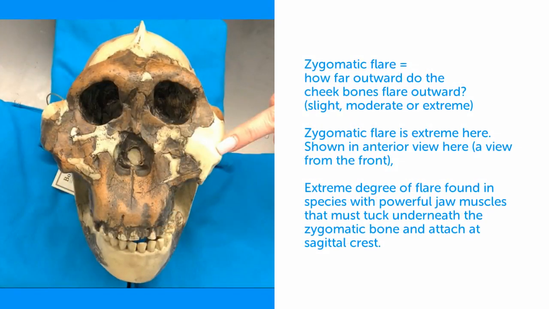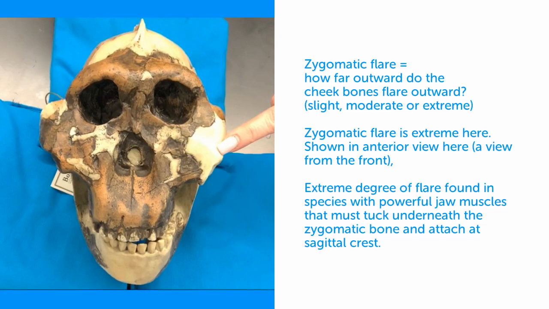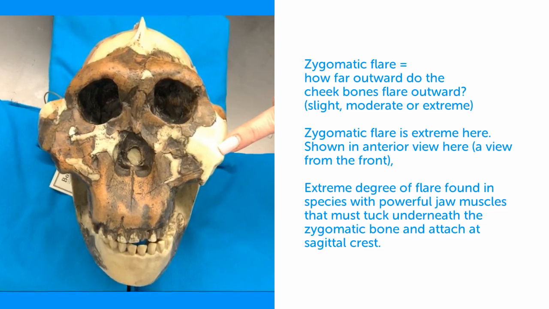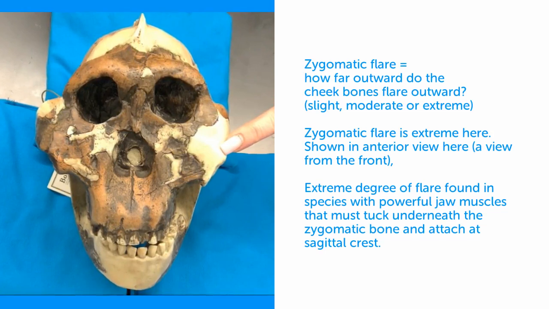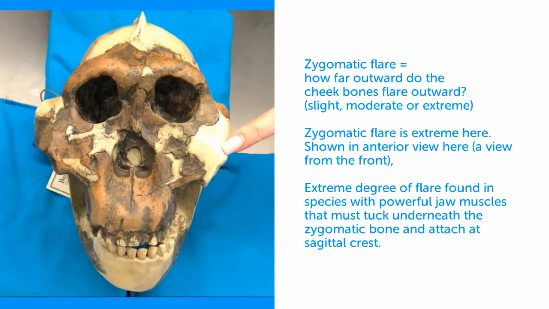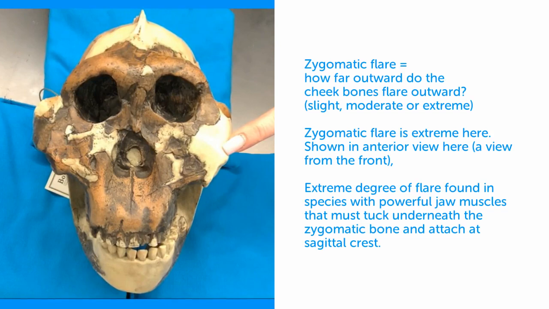The next feature that we will discuss is the zygomatic arch or flare. The zygomatic flare is how far outward the cheekbones flare. Is it slight, moderate, or extreme? In this view, the zygomatic flare is extreme, shown here in the anterior view.